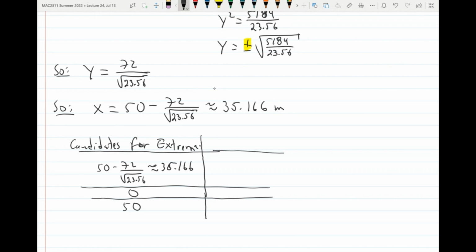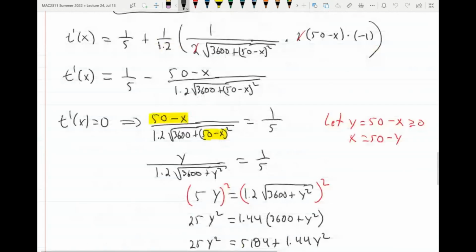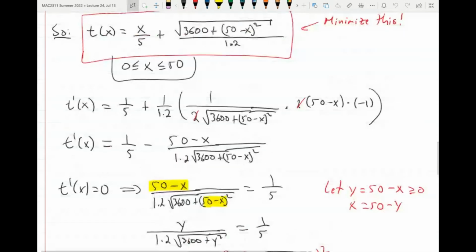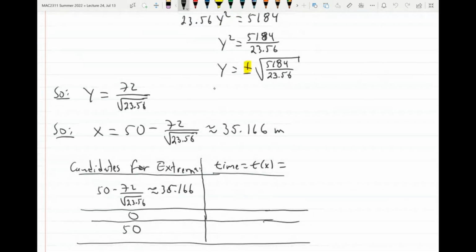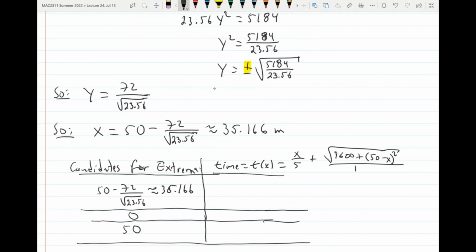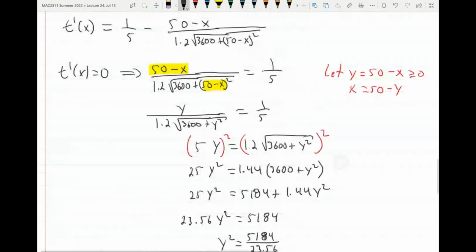Okay? And let's find the value, the time, okay? And we want here the minimum one. Okay, so let's see, let's plug in the easy ones. Let's plug in 0 and 50. So let me put the formula here. The formula was, it's a big one. So x over 5 plus the square root of 3600 plus 50 minus x squared, all divided by 1.2.